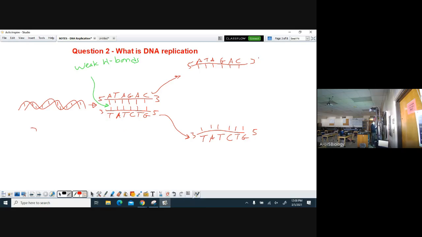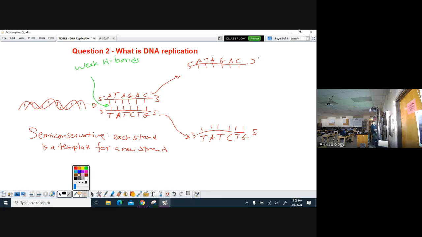The key here is what we call semi-conservative replication. If we were to describe that, each strand is a template for a new strand.